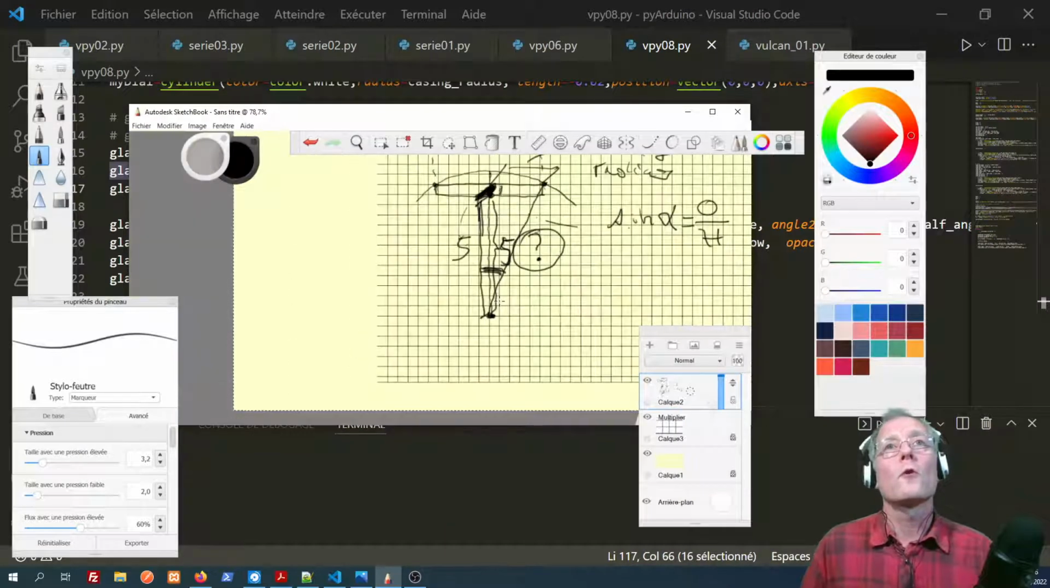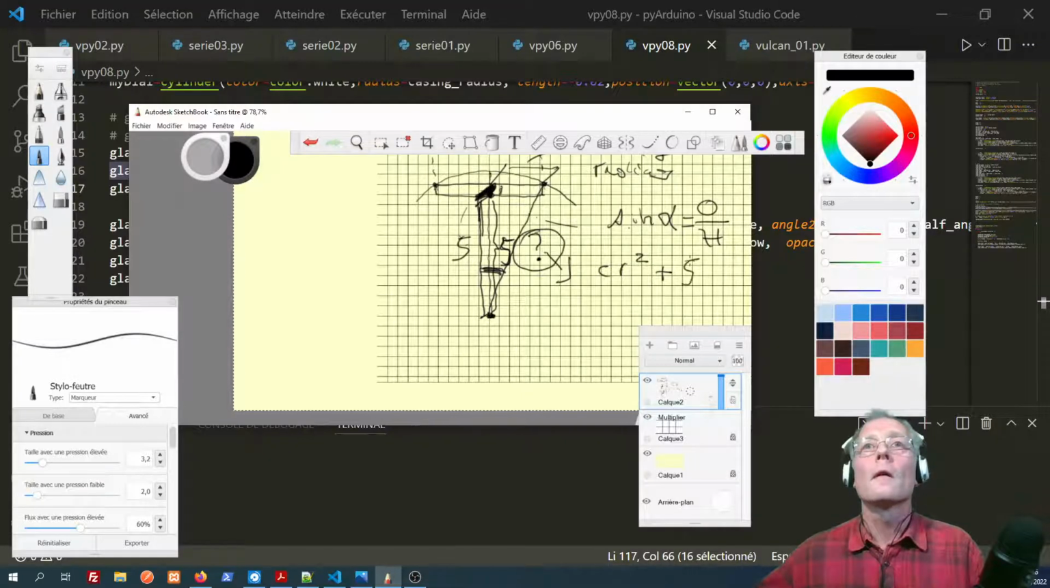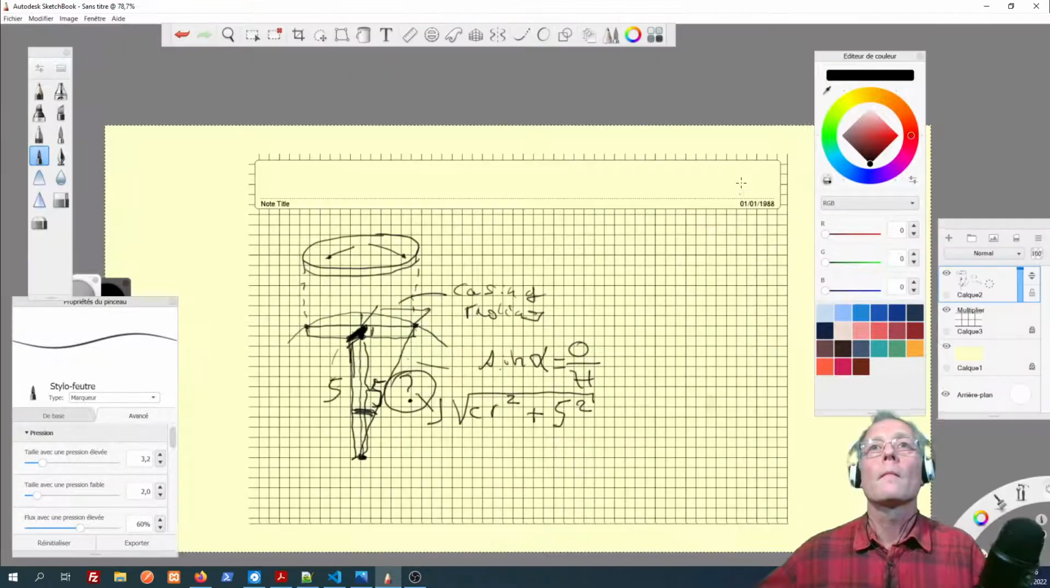So first I can find this, because casing radius plus flatness, square root, is equal to the hypotenuse here. Okay, so I can find this.